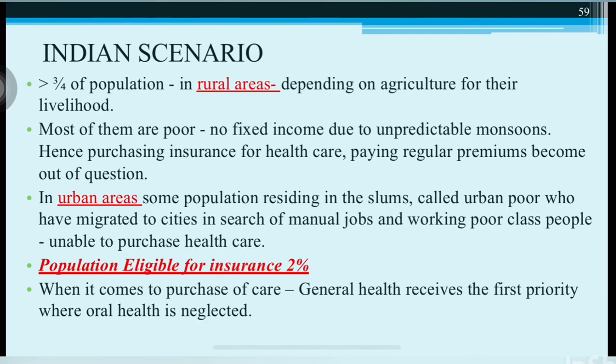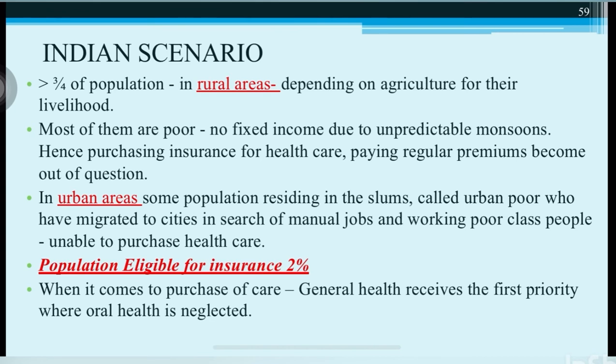Okay. Now talking about the Indian scenario. So basically more than three-fourths of the population resides in rural areas, depending on agriculture for their livelihood. Most of them are poor, with no fixed income, due to unpredictable monsoons. So, hence, purchasing insurance for healthcare and paying regular premiums become out of the question.